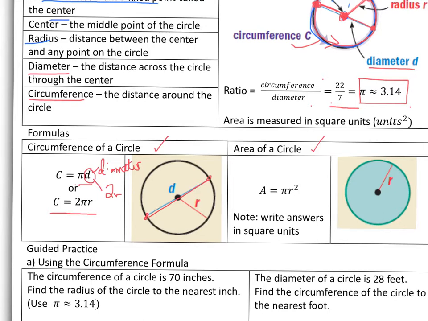The area of a circle is represented by the formula pi times r squared. Please watch the video about where this formula comes from. And remember to write your answers in square units.